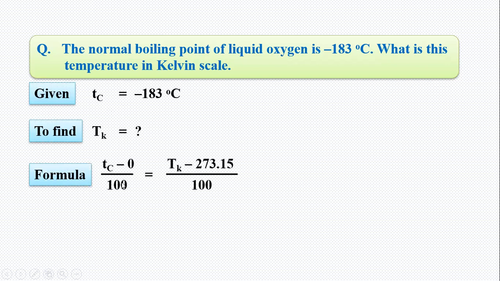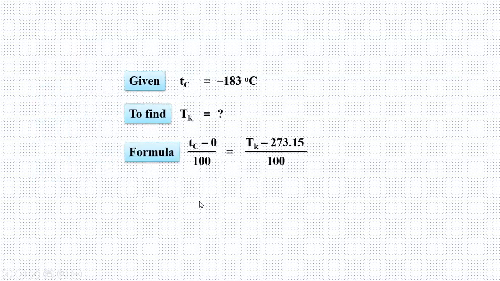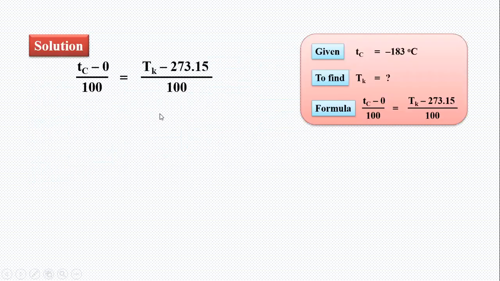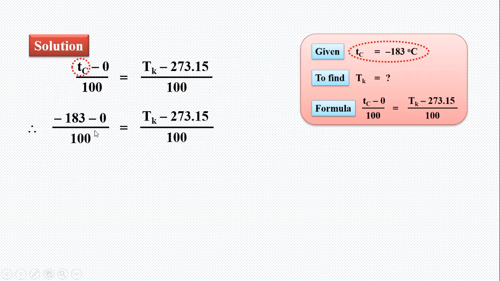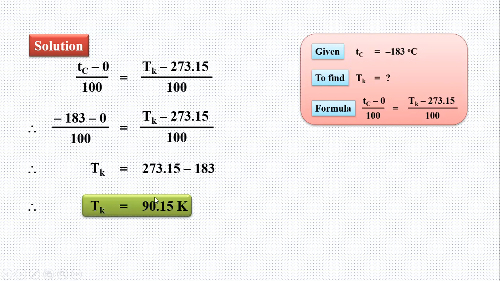Again, this is the formula: Tc minus 0 upon 100 is equal to Tk minus 273.15 upon 100. Tc is minus 183, so minus 183 minus 0 upon 100 is equal to Tk minus 273.15 upon 100. 100 gets cancelled. So what we get here is Tk is equal to 273.15 is positive and this is negative, minus 183. So Tk is equal to 90.15 K.